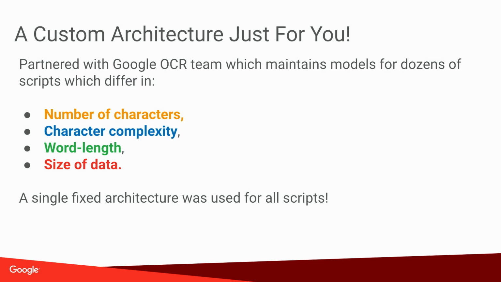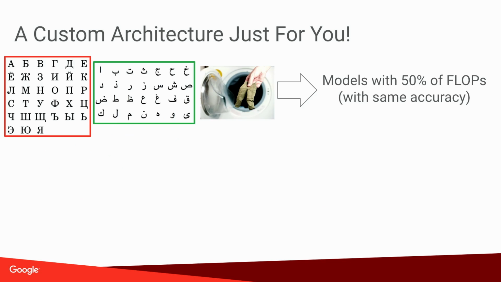Why? Because no sane person would hand-tune an architecture for dozens of languages and maintain them over time. So there's only one architecture. So what we did, actually for many languages, but here I'm showing two of them. There's the Cyrillic alphabet and the Arabic alphabet. As you can see, they're somewhat different. So we applied the flop regularization with some coefficient and got models that are 50% faster, but have the same accuracy. So that's great, but how can we get this free lunch on some production system?